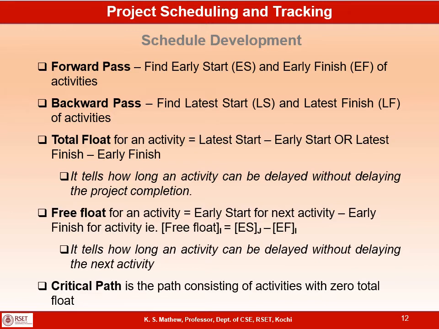Once you calculate float, some of the activities will have a float greater than 0, some of the activities will have a float of 0. So the critical path is the path joining all the activities with 0 float.